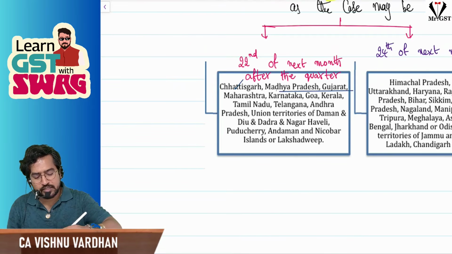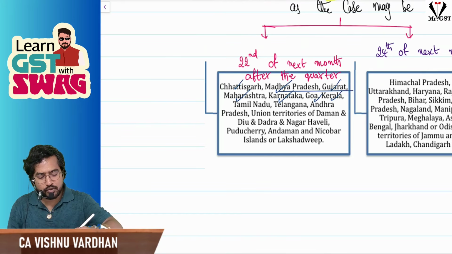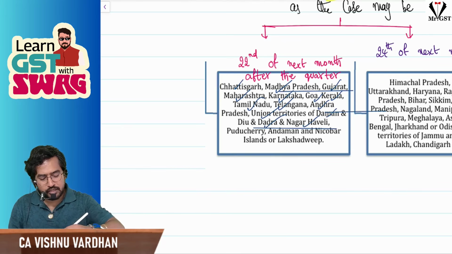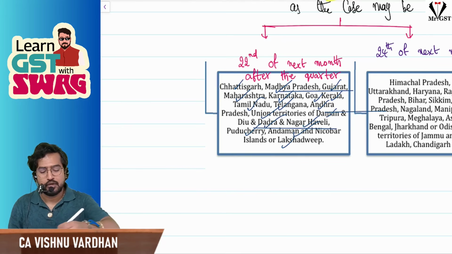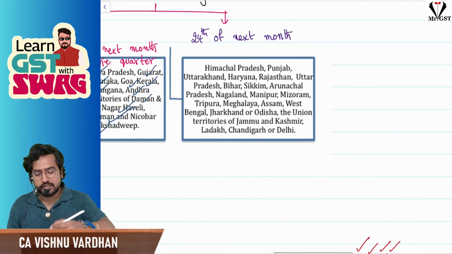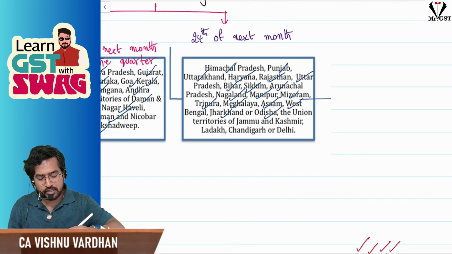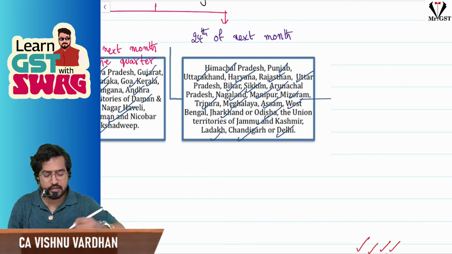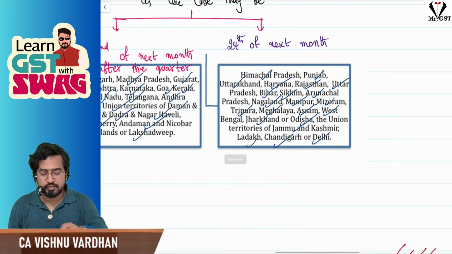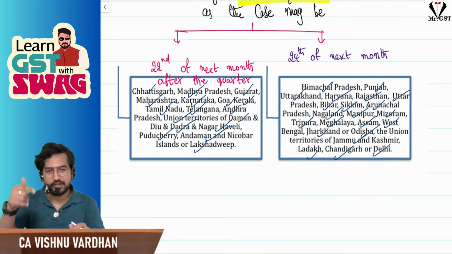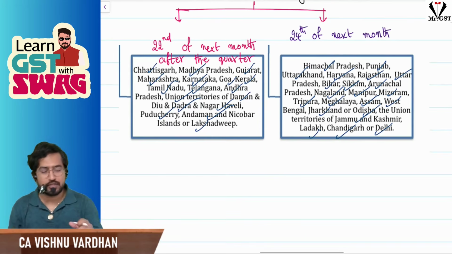What are the states? Chhattisgarh, Madhya Pradesh, Gujarat, Maharashtra, Karnataka, Goa, Kerala, Tamil Nadu, Telangana, Andhra Pradesh, Union Territories of Daman and Diu, Dadra Nagar Haveli, Puducherry, Andaman and Nicobar Islands, Lakshadweep. In all these cases, it is 22. Remaining all cases, these states: Himachal Pradesh, Punjab, Uttarakhand, Haryana, Rajasthan, Uttar Pradesh, Bihar, Sikkim, Arunachal Pradesh, Nagaland, Manipur, Mizoram, Tripura, Meghalaya, Assam, West Bengal, Jharkhand, Odisha, and the Union Territories of Jammu and Kashmir, Ladakh, Chandigarh, and Delhi. For all these, what is the deadline? I don't have any code word for these states. If you find out anything, you just tell me. Today you think about this.